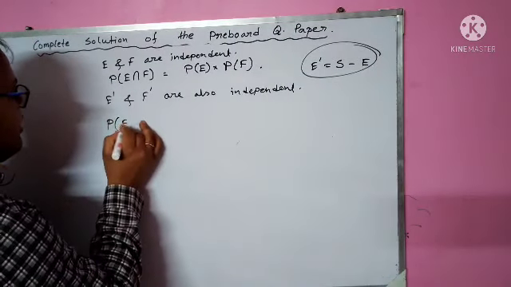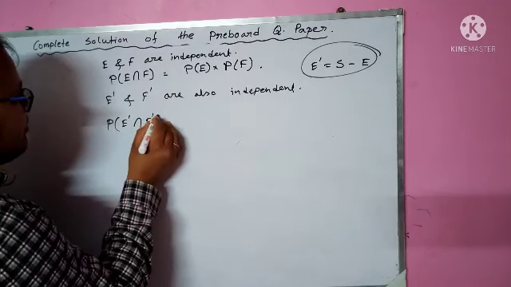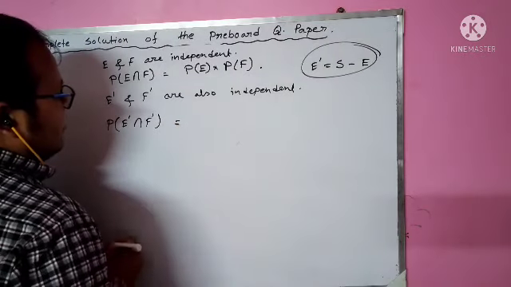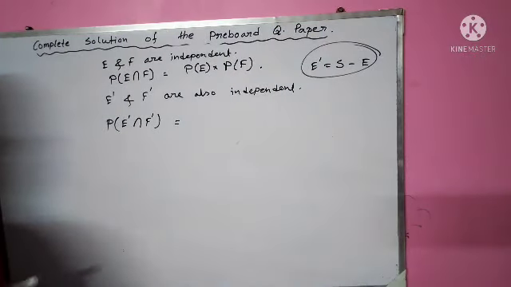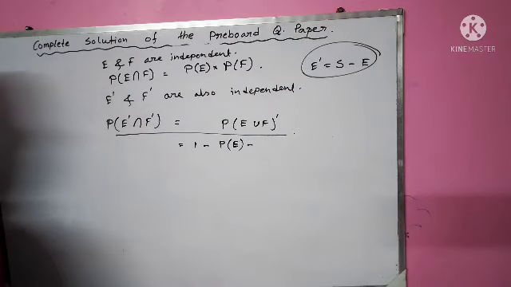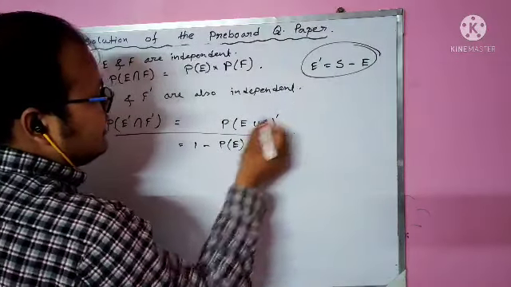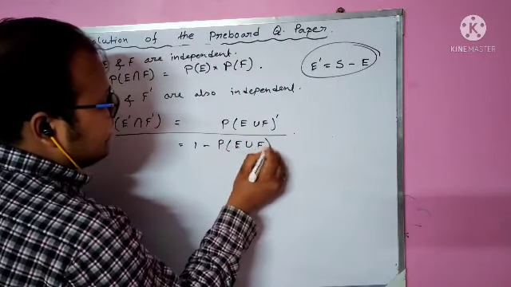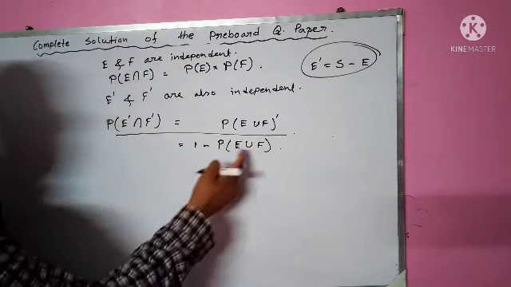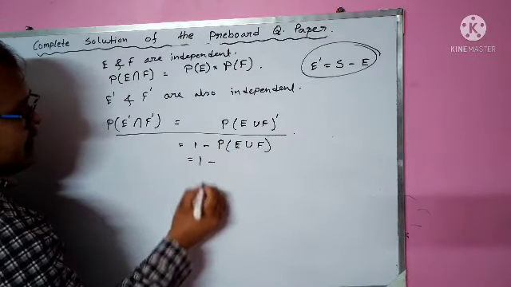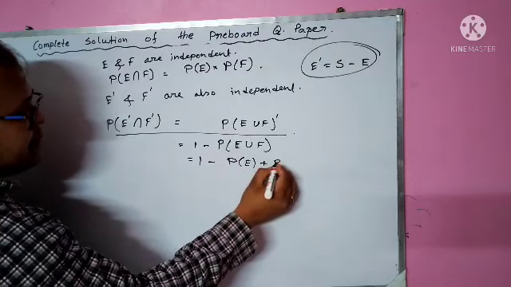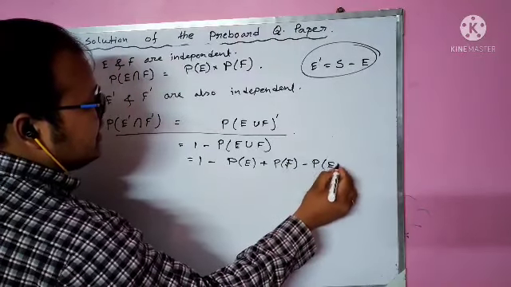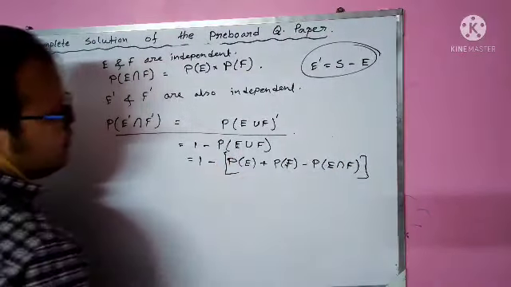So let us take the probability of E complement intersection F complement, and let's see whether this intersection is equals to their products or not. So we can apply the De Morgan's law here. E complement intersection F complement is equals to P of E union F, then its complement. So you can write it as 1 minus P of E union F. Now P of E union F, this you can split into the formula, and the formula was P of E plus P of F minus P of E intersection F. This will be there inside a bracket.